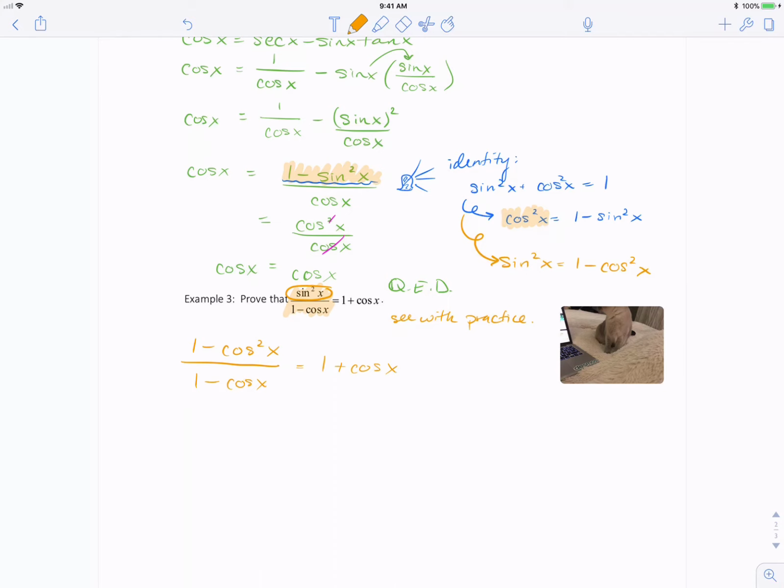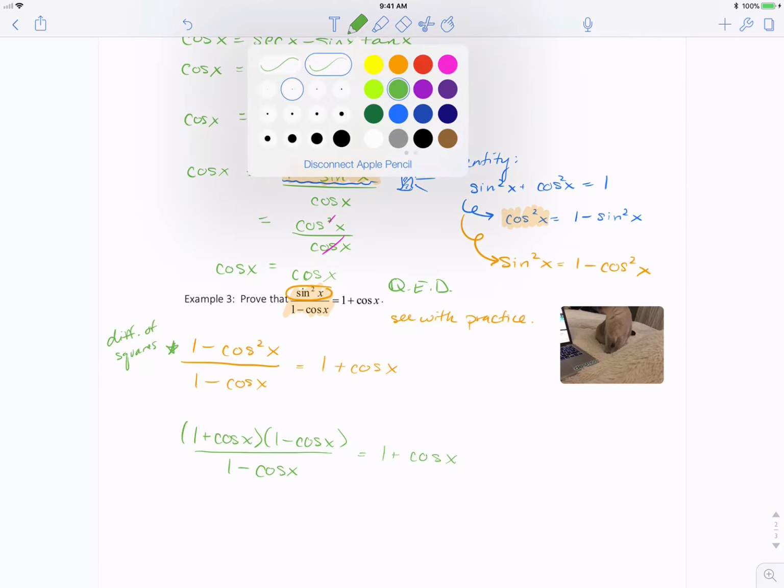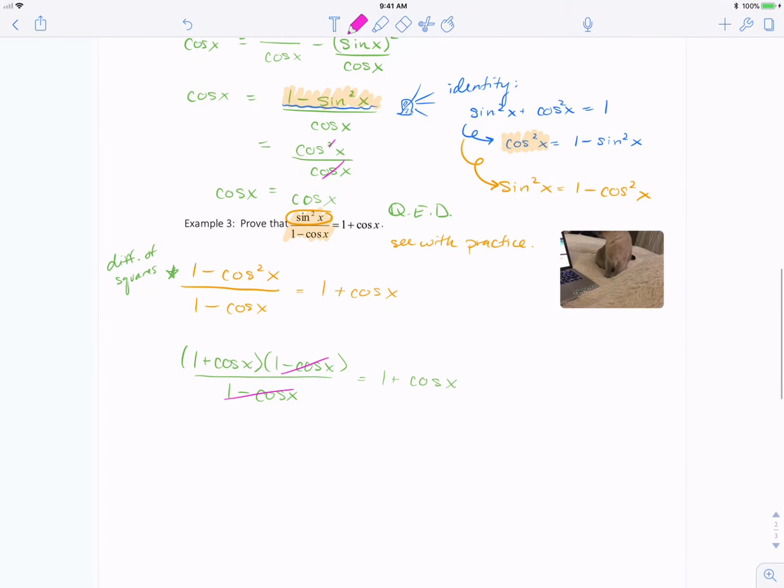equals the right-hand side. On the top, if you think hard enough about this, this is really a difference of squares. On the top, I have 1 plus the cos of x, and I have 1 minus the cos of x. You can see this cancellation that's going to happen with my denominator. That wonderful math magic. And I'm left with my final expression, 1 plus the cos of x equals 1 plus the cosine of x. I have proved my identity, and I'm good to go.